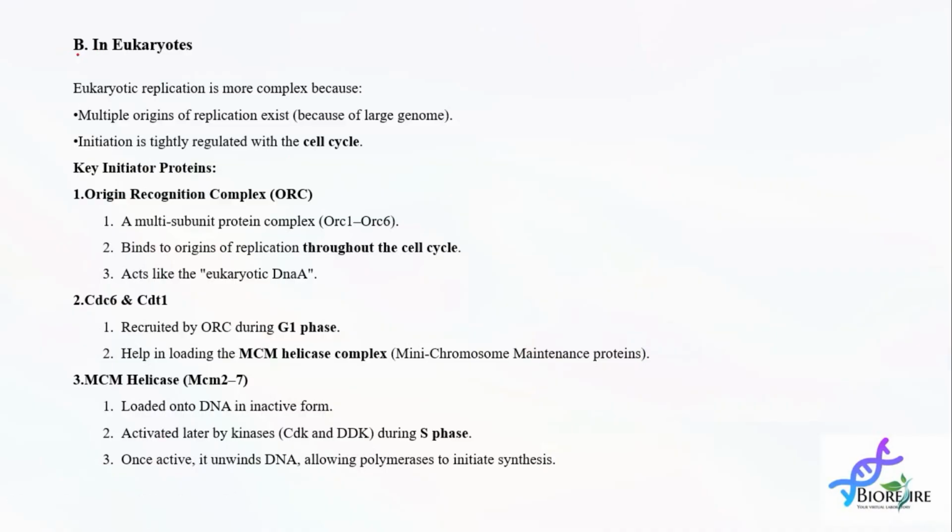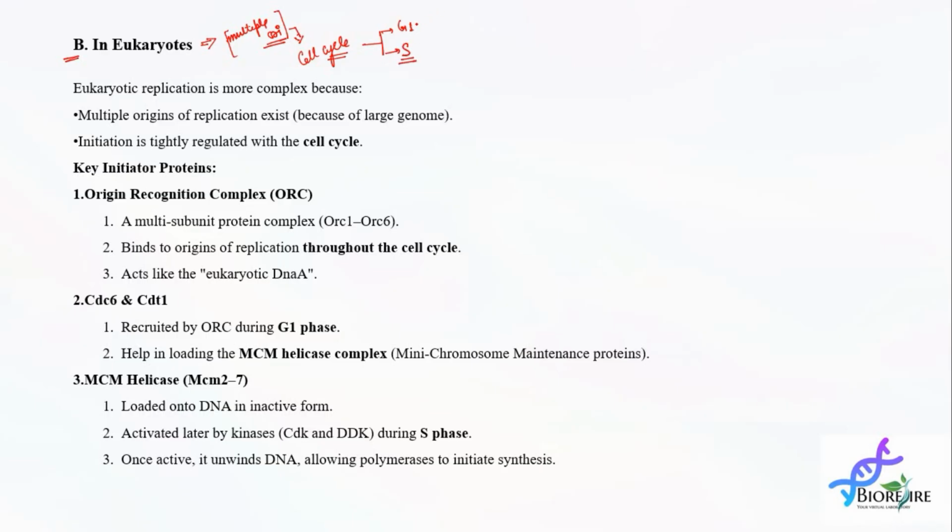Now, initiator protein in eukaryotes. The eukaryotic replication process is more complex as compared to prokaryotes. Eukaryotes contain multiple ORI regions. And this DNA replication process is compact and tightly regulated by the cell cycle, basically in G1 phase and S phase.